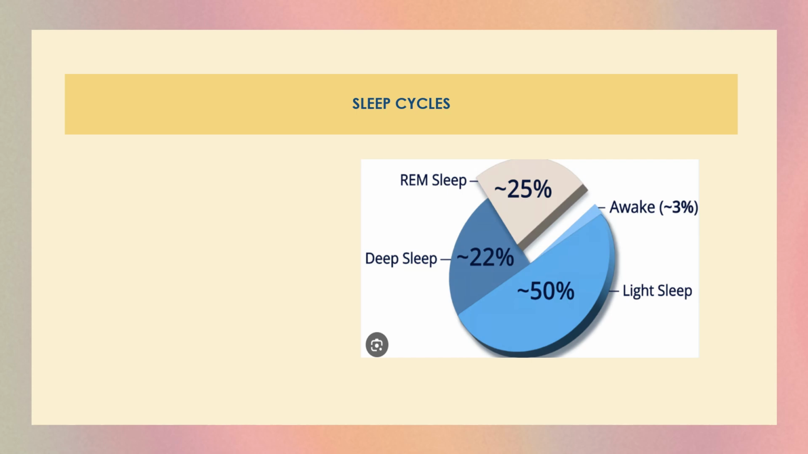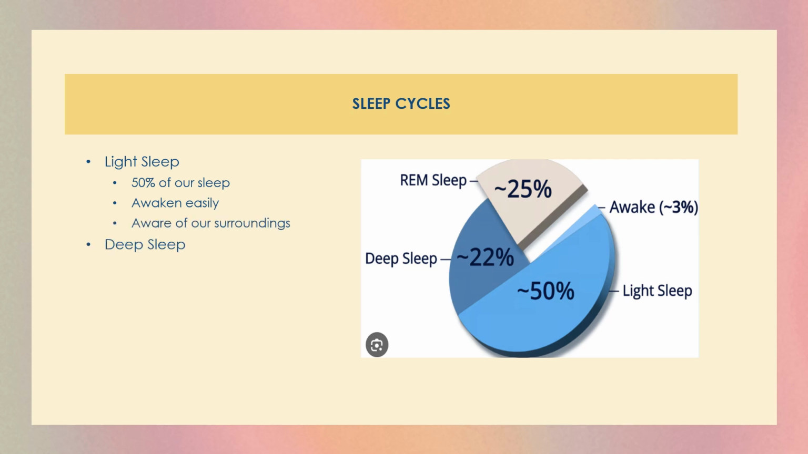We're going to talk a little bit about sleep cycles. We actually have 4. The first sleep cycle is light sleep. We'll talk about deep sleep and REM sleep, and the 4th cycle is awake. Our light sleep, if you look at our graph, takes up about 50% of our sleep. When we are in light sleep, we are able to awaken easily. We are sleeping, but we are a little bit aware of our surroundings, but it is definitely sleep.